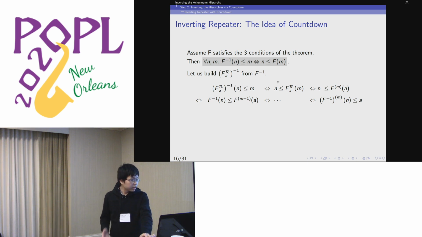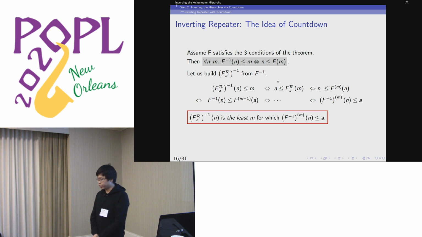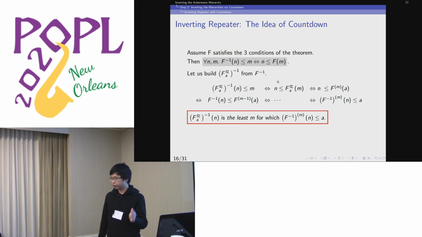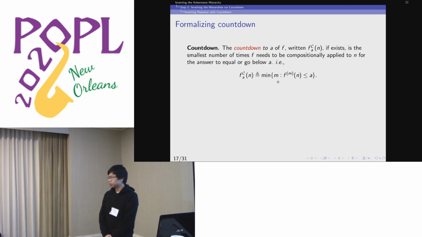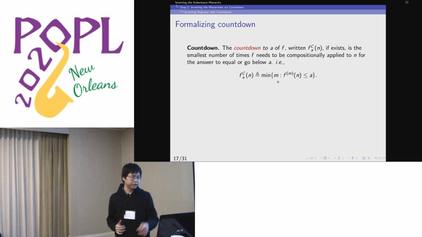And with this, we can infer that the value of the inverse of the repeater is actually the minimal value for which we apply f inverse to n and go below a. Okay, this is the exact way to compute what we call the countdown. So the countdown of a function is the number of times that you need to apply the function to the input in order to go below a threshold. And the threshold is a in this definition.